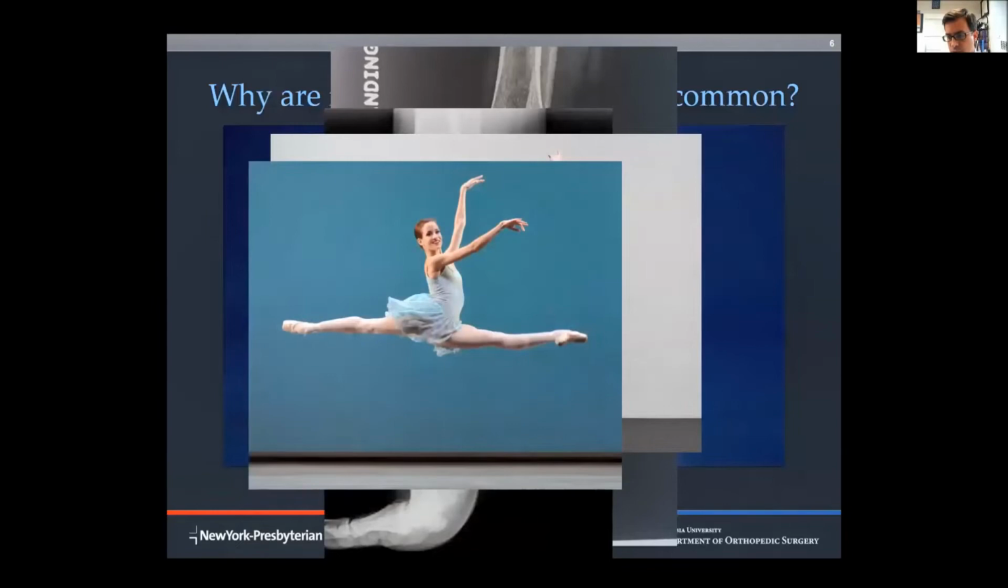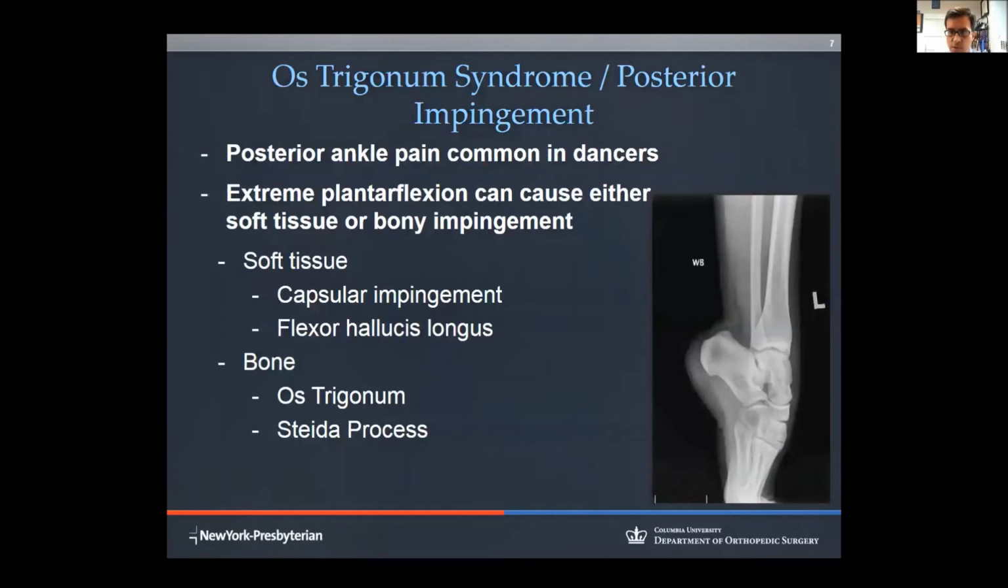So if we shift gears and talk about specific pathologies, posterior pain in the dancer is common, and it just has to do with the fact that they are in extreme plantar flexion commonly. You can have either soft tissue or bony impingement. If you look at the back of the ankle joint here, the tibio-talar joint and the posterior facet of the subtalar joint are confluent in the back, as are their joint capsules. And so there's a lot of soft tissue, really thick soft tissue, that can be impinged back there. The flexor hallucis longus runs right through that area. And the os trigonum and Stieda process can also be impinged in the back.